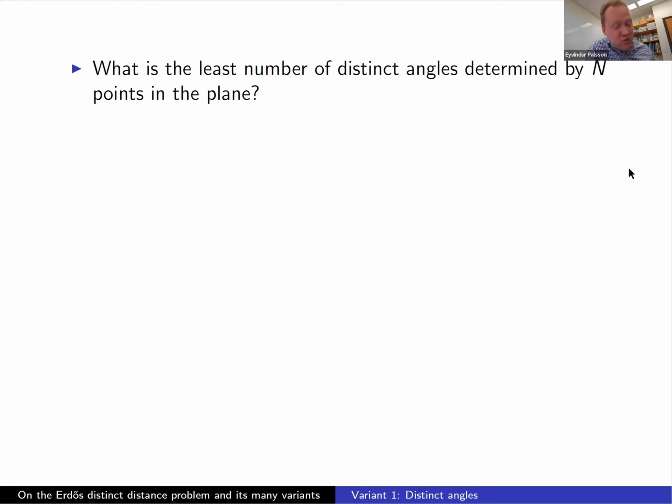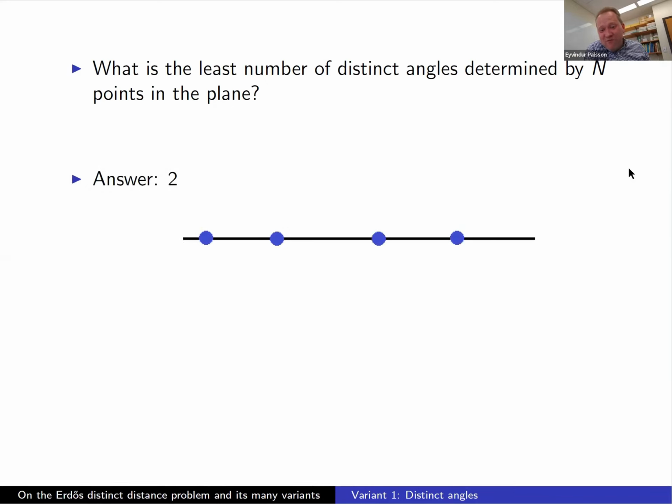Okay, yeah. I just wanted to put it out there and see if people would simmer on it a little bit. Like if you try to think about how could I arrange points and have very few angles? Vertices of a regular polygon sounds like very few angles. Yeah. Or just place them all on a line, right?